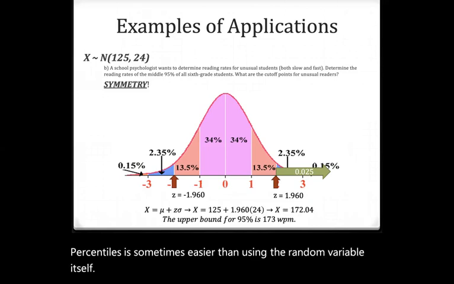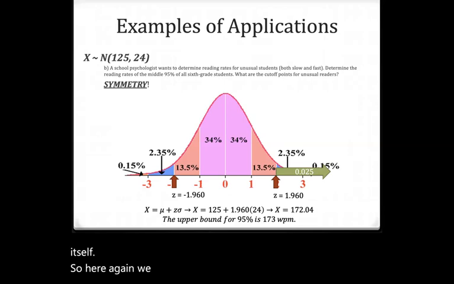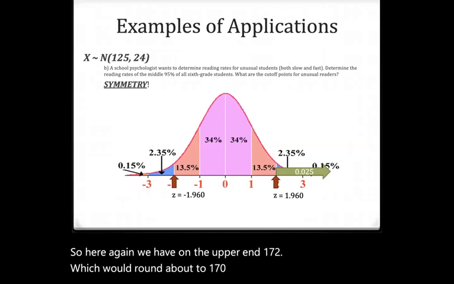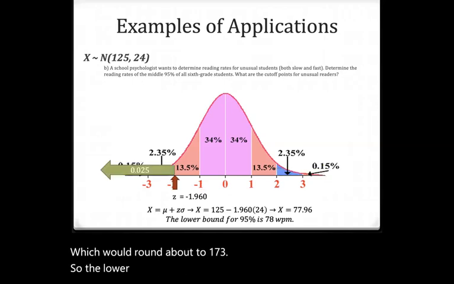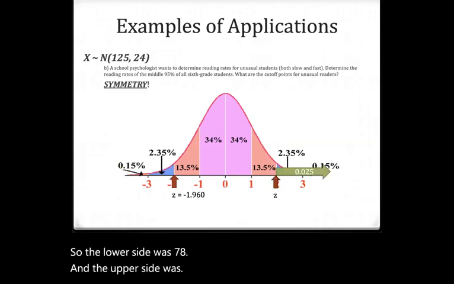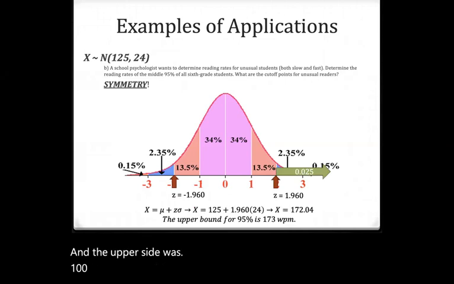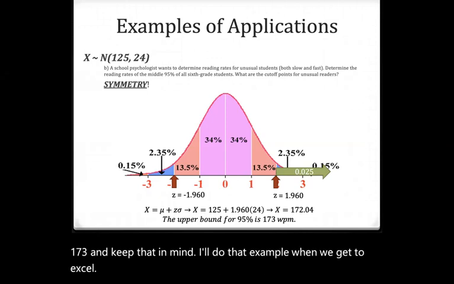So here again, we have on the upper end 172, which would round to 173. So the lower side was 78, and the upper side was 173. Now keep that in mind. I'll do that example when we get to Excel, as well as the previous.